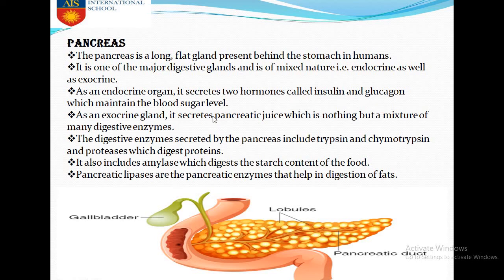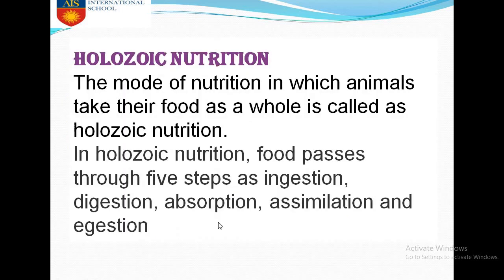An exocrine gland secretes an enzyme. So, the pancreas includes trypsin and chymotrypsin, which are proteases. They digest proteins, and it also includes amylase, which digests starch, and lipase, which digests fats. Clear? Now, holozoic nutrition. I have already explained to you what holozoic nutrition is.